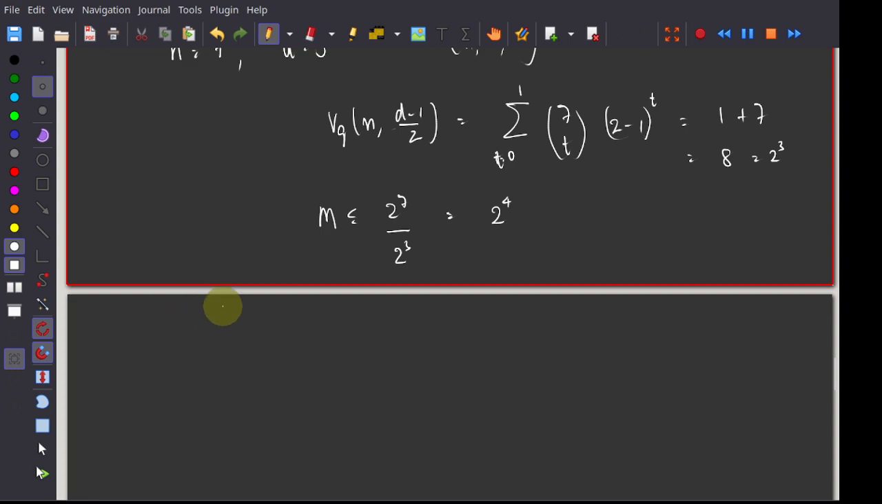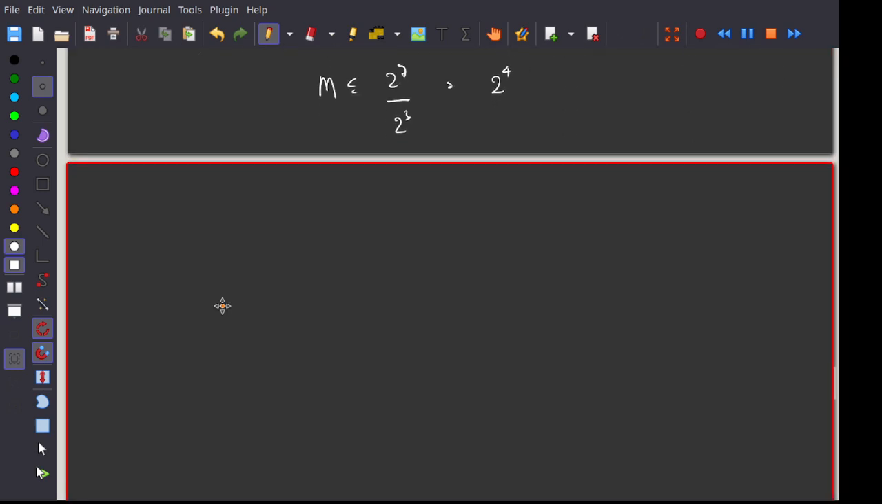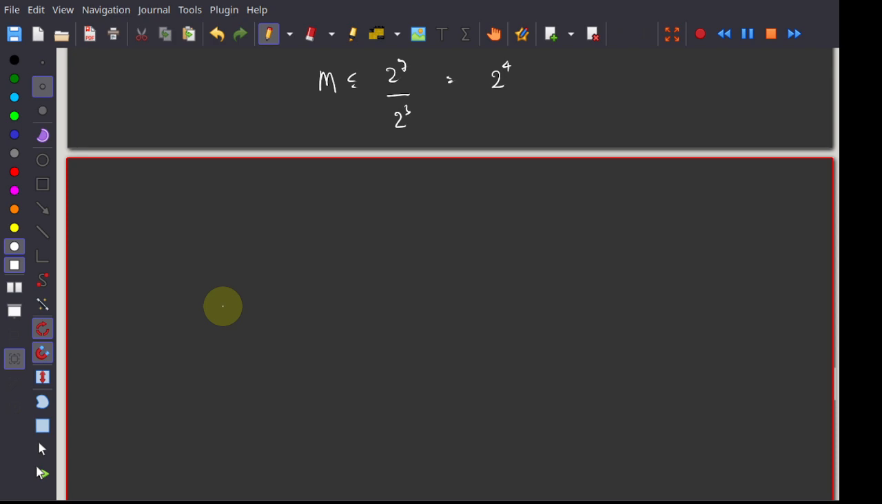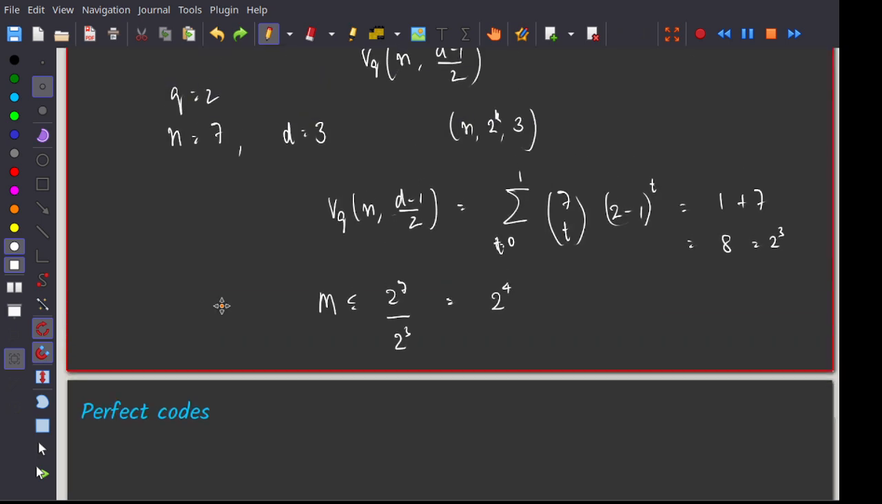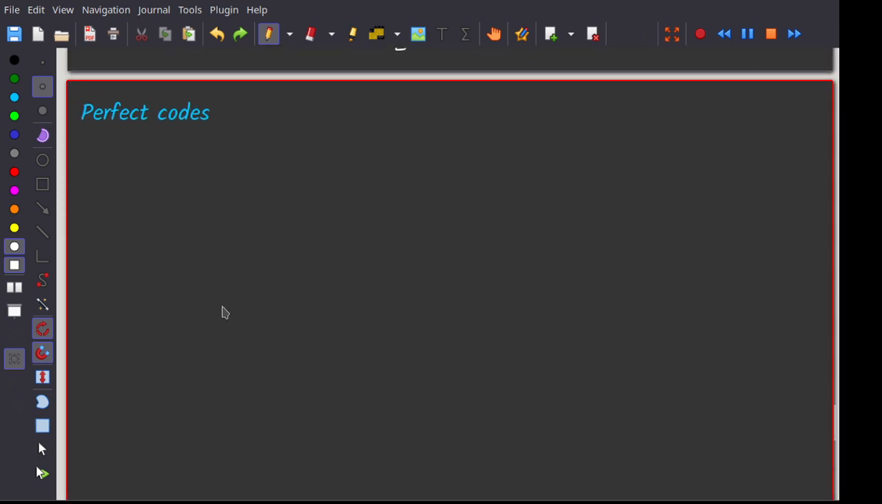Of course, now I'm giving all of these bounds, but it's not necessary that there exists a code which meets these bounds. Okay? This is an upper bound. It's not an achievability. But in some cases, we can find codes which meet these bounds. Okay? In particular, if a code achieves the sphere packing bound or the Hamming bound, then it's called a perfect code.